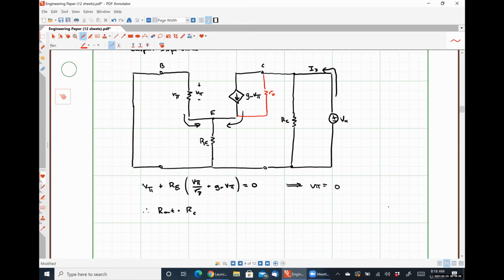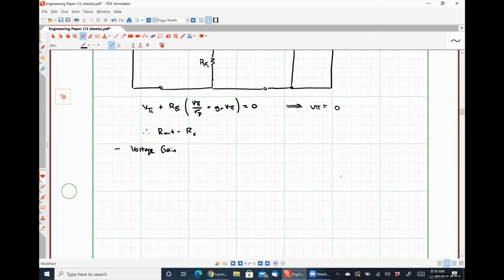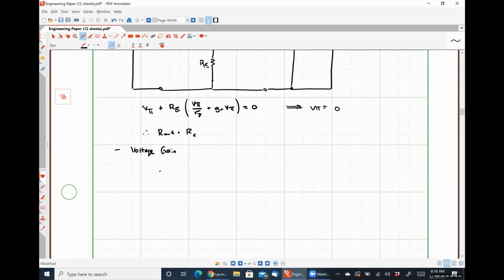All right, now let's take a look at our voltage gain relationship. To determine our voltage gain, again, I'm going to start with my small signal model.